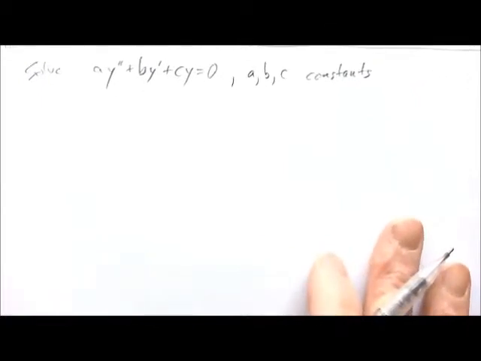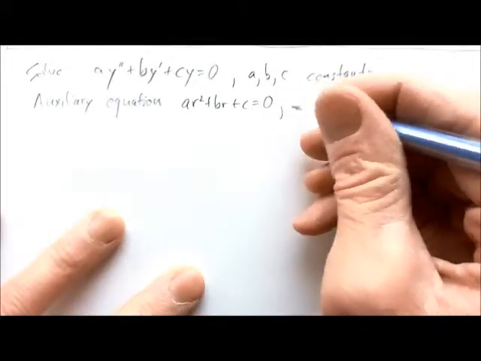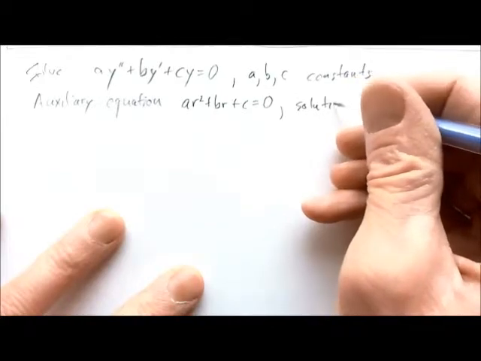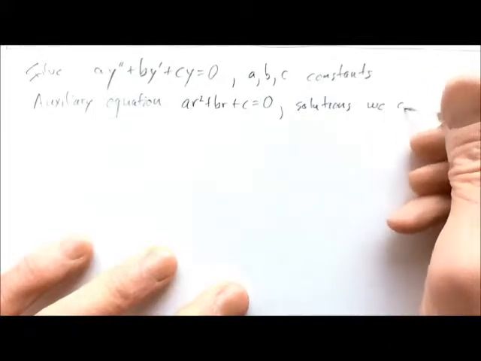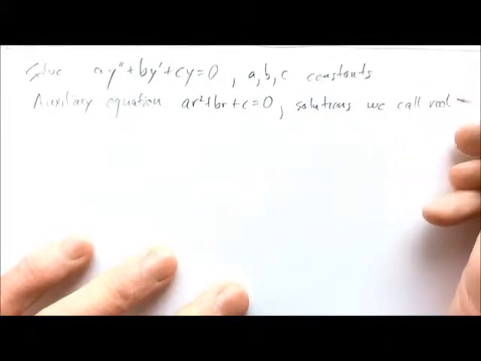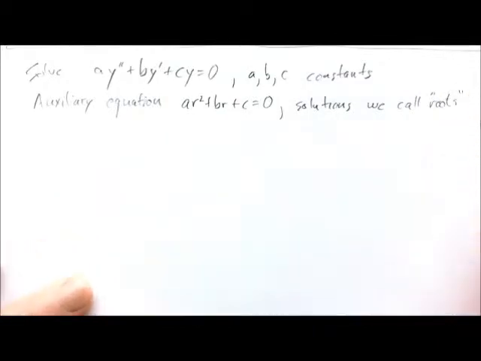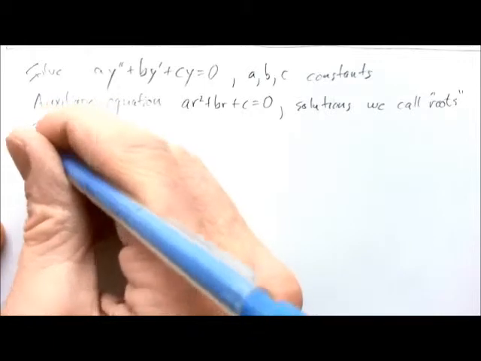So when we're solving this, we have the auxiliary equation, a r squared plus b r plus c equals 0. And the solutions we oftentimes call roots, not to be confused with square roots. So I'm going to use that language, the roots of the auxiliary equation, or the characteristic equation as some people call it. So there are three things that can happen.